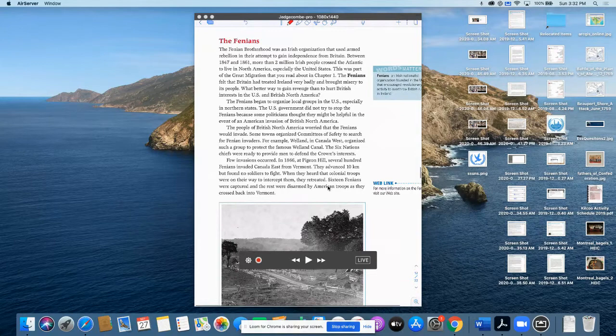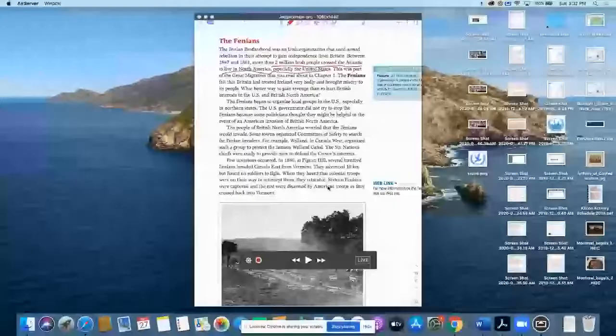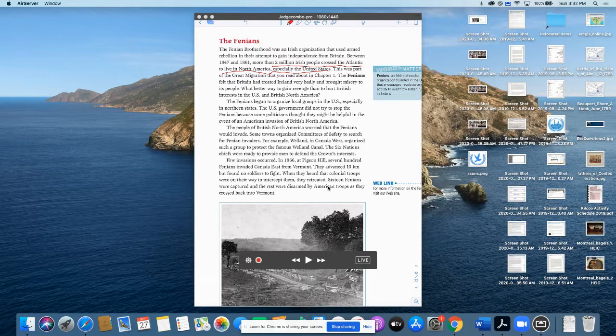Then there were the Fenians. Some of you may realize that 2 million Irish people came to North America in the 1840s, 50s, and 60s. A lot of it had to do with the potato famine, but there were also just many who decided to come. A group emerged called the Fenians, and they felt that Britain had treated Ireland very badly and brought misery to its people. So there was a group in North America that wanted to get back at anything British.